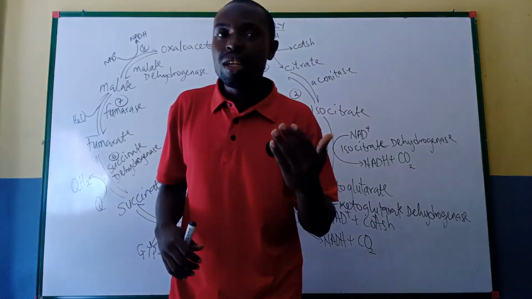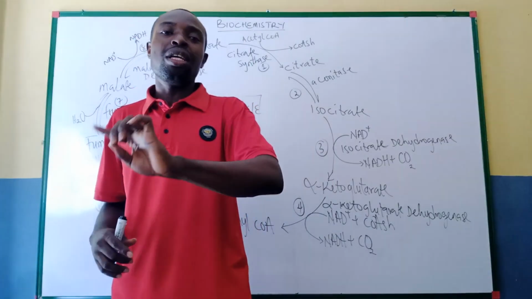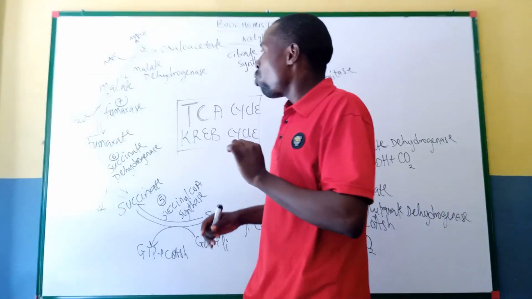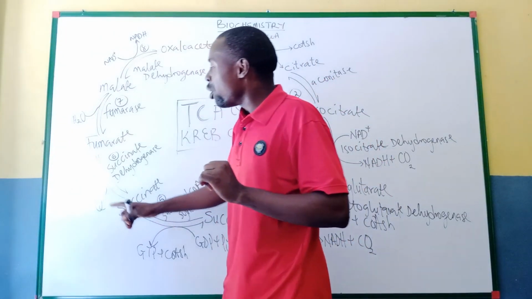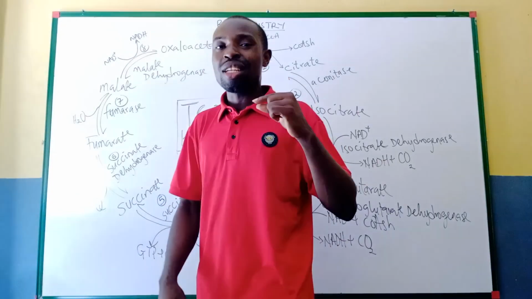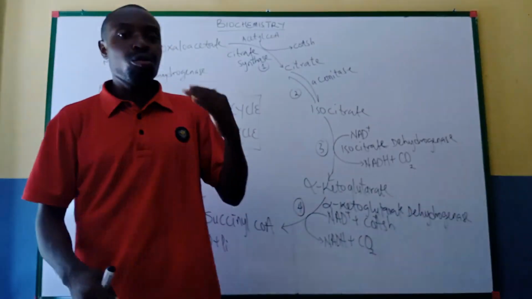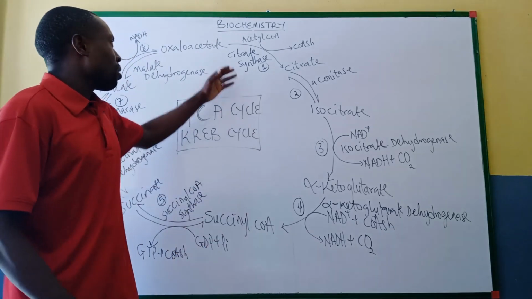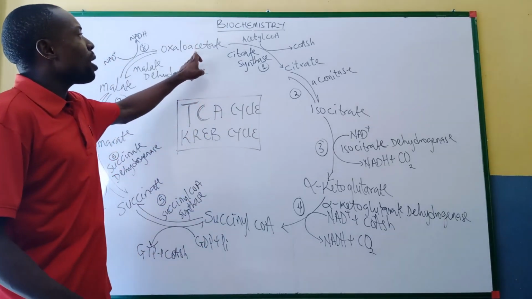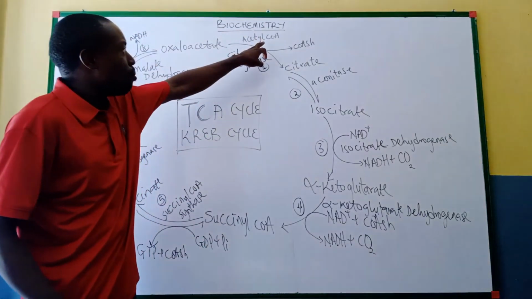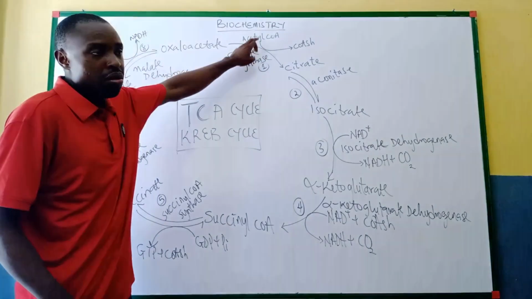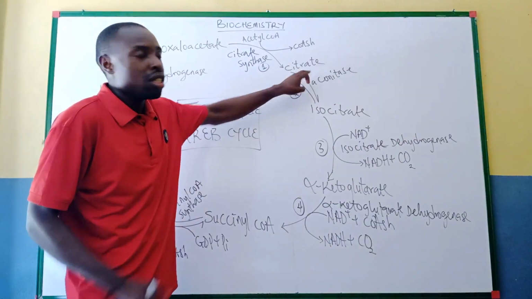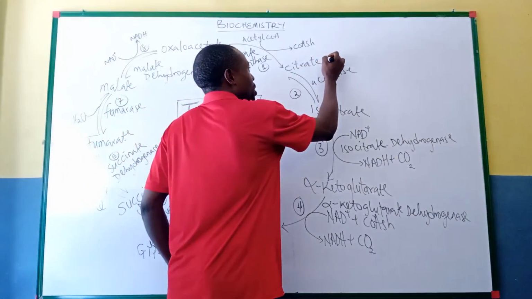In the pathway, 3 NADH are released, one GTP, and one ubiquinol is also released. Now we move straight away to what the pathway really talks about. First of all, oxaloacetate is combined with acetyl-CoA to form what we call a substrate, which is called citrate.